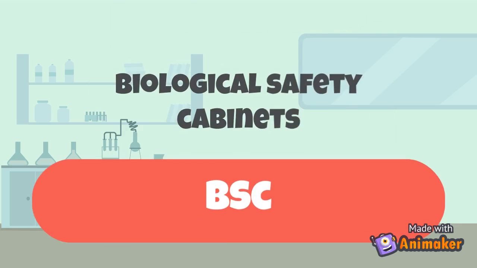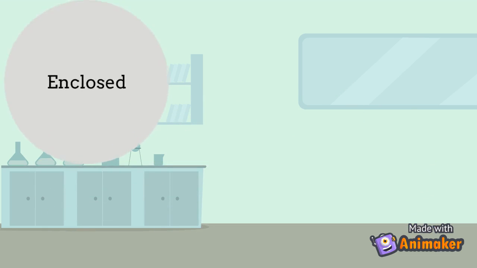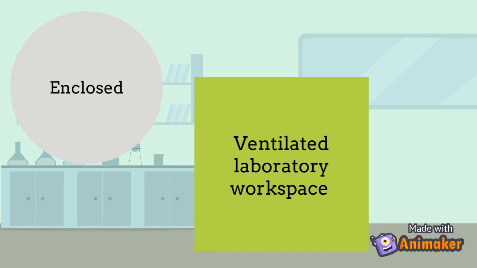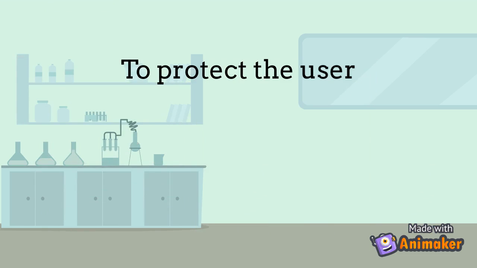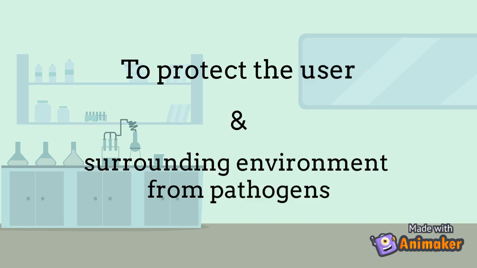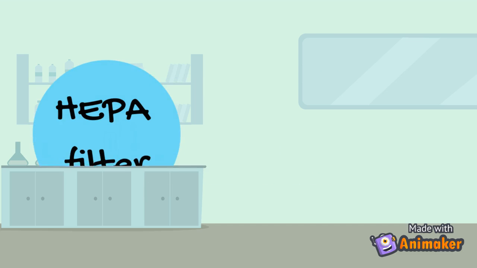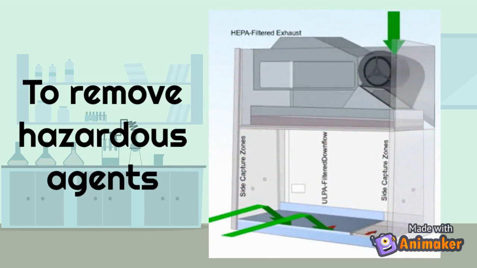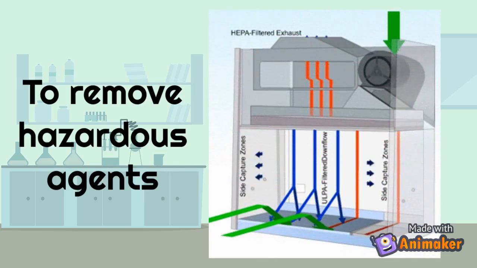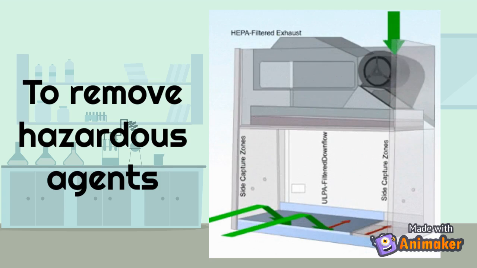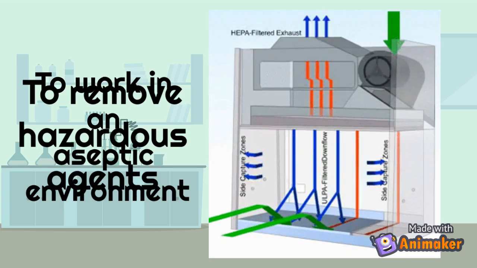Another point is biological safety cabinets, or BSC. BSCs are enclosed, ventilated laboratory workspace areas designed to protect the user and surrounding environment from pathogens. They have exhaust air that is fitted with a HEPA filter to remove hazardous agents such as viruses and bacteria. Use a biological safety cabinet to work in a sterile environment.